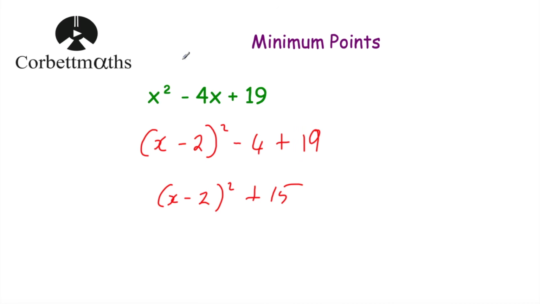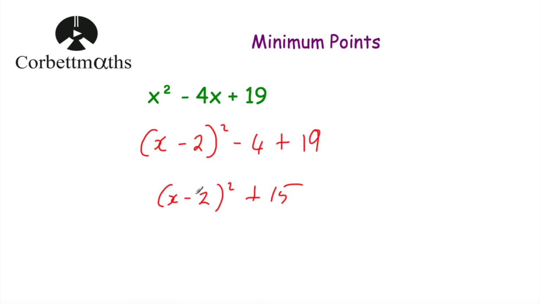Okay, so if we completed the square on this quadratic, we would get x minus 2, close bracket squared, plus 15. Now that we've done completing the square, we can use this to help us find the minimum value of this expression really easily, and we can figure out which value of x would give us that minimum value really easily as well.